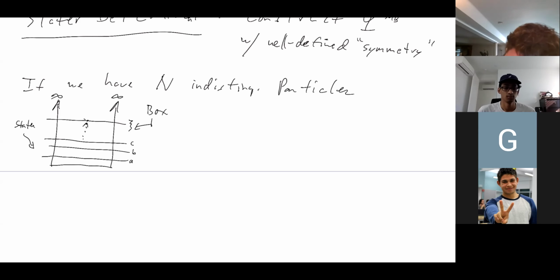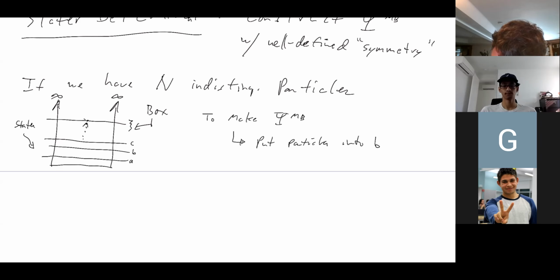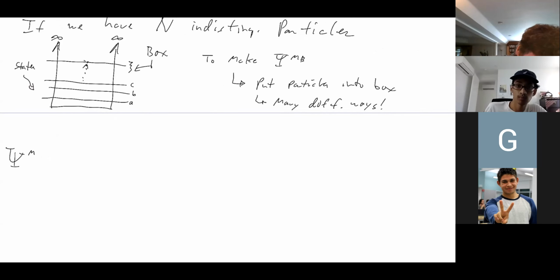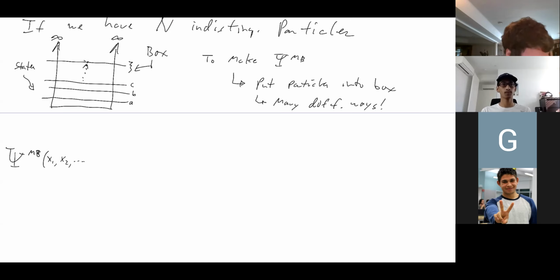Then to make the wave function, you have to put the particles into the box. But there's many different ways that you can do it, and your wave function has to reflect all the different ways that you could do it in order to construct the correct symmetrized wave function. And so the way you do it is like this. The many-body wave function, which is going to be a wave function of particles 1, 2, up to n, the physical wave function is going to be a constant, the normalization constant, times this.